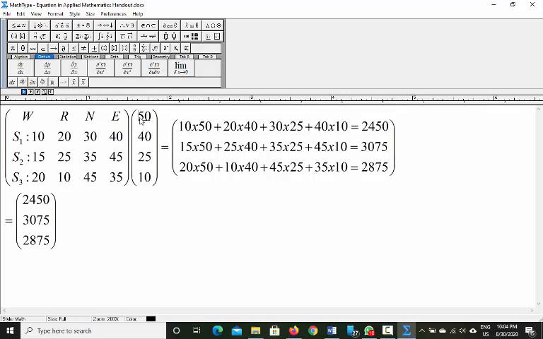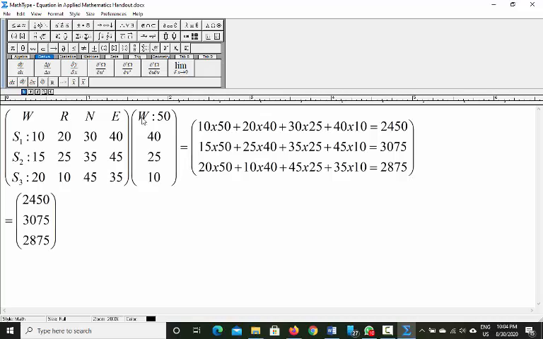So this is the price of watch. This is the price of ring. This is the price of necklaces. This is the price of a set of earring. So if we multiply, what we will get?